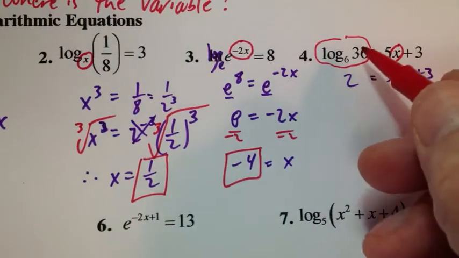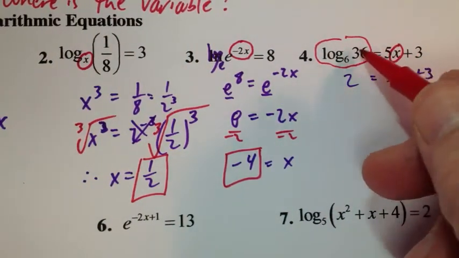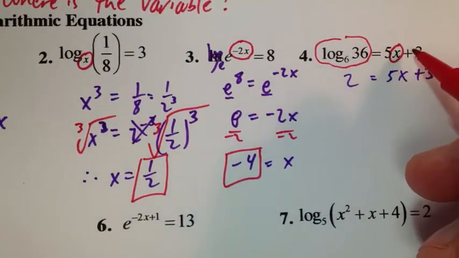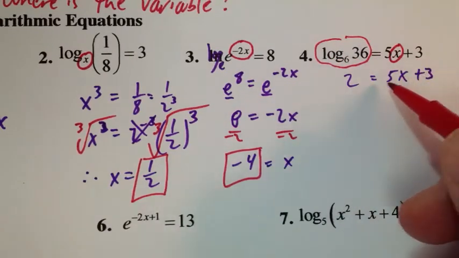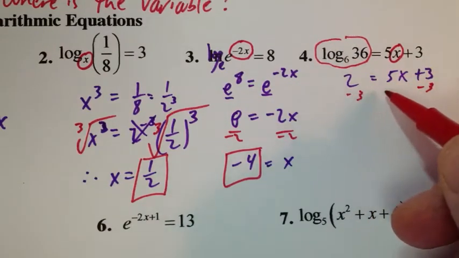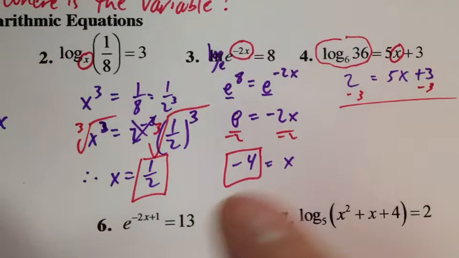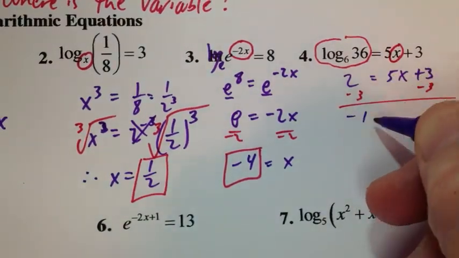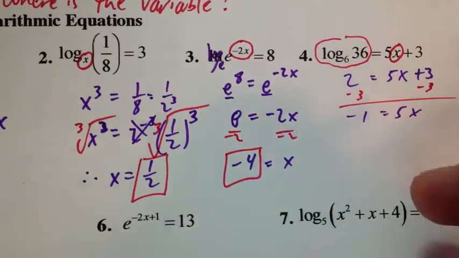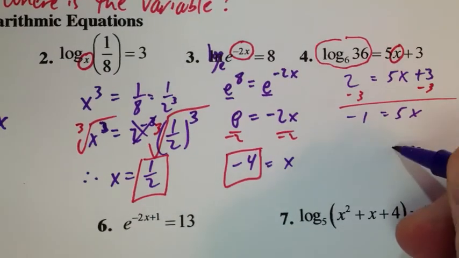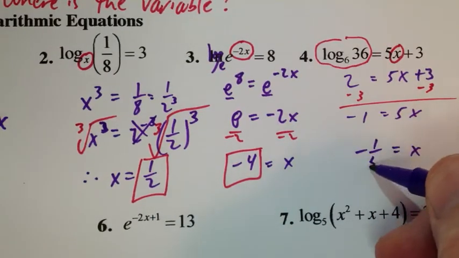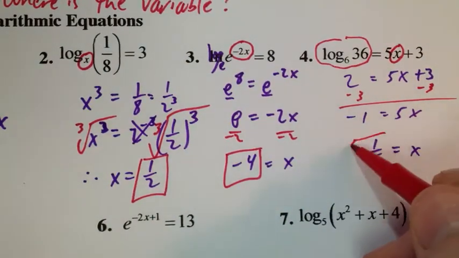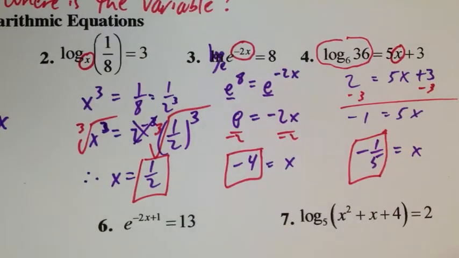Here, again, the variable is not in the argument, not in the base, so we don't have to convert to exponential. But what we do have to do is subtract 3 from both sides, converting the log base 6 of 36 to 2. 2 minus 3 is negative 1. Negative 1 equals 5x. And therefore, when we divide both sides by 5, we get x equals negative 1/5. Okay?